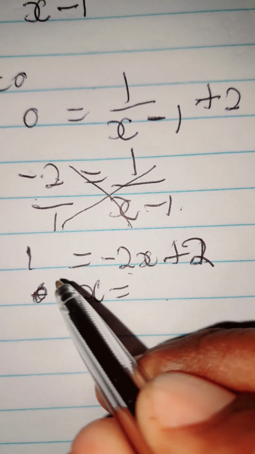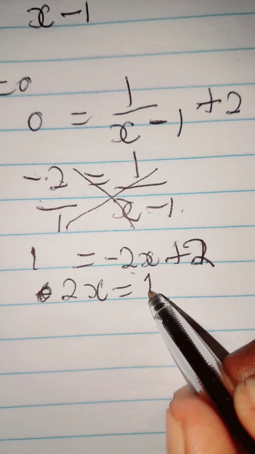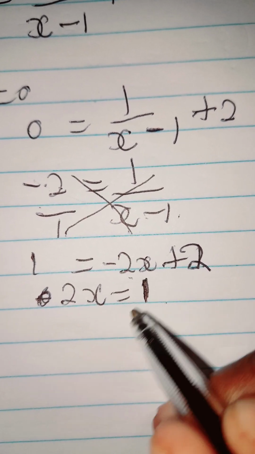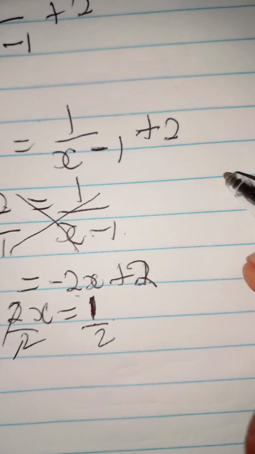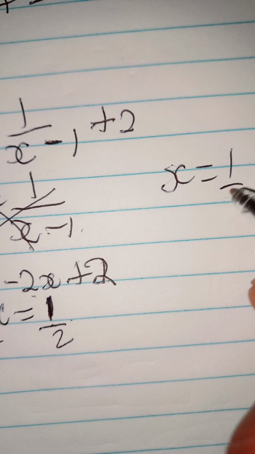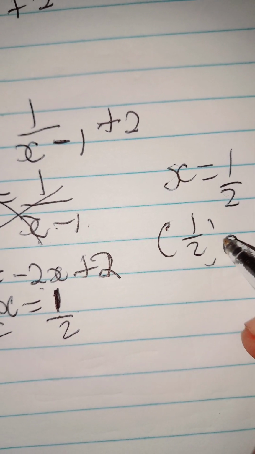When we transpose 1 to the other side, it's going to be 2 minus 1, therefore this will be 1. Then divide both sides by 2. x is half. So that's the x-coordinate: it's going to be half and 0, remember that we said let y be 0.